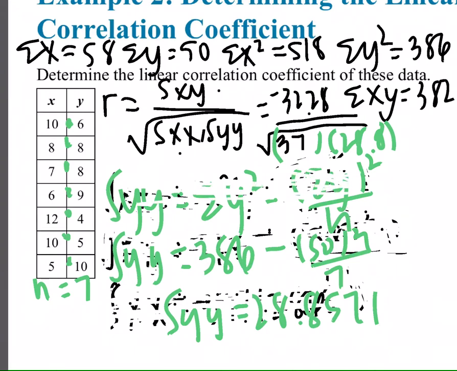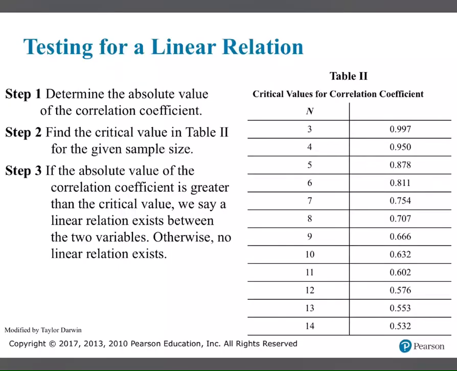I'm just going to put what my R equals. So plug it in, all in your calculator. Be careful about that square root. When I plug all this information in, I get negative 0.9824. So there's a negative relationship, but it's pretty strong because it's pretty close to negative 1.